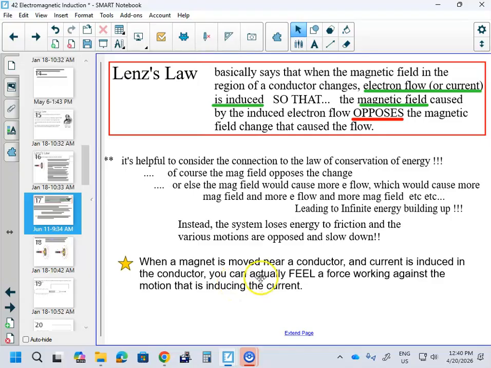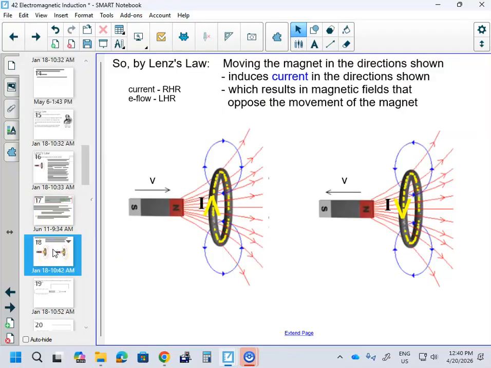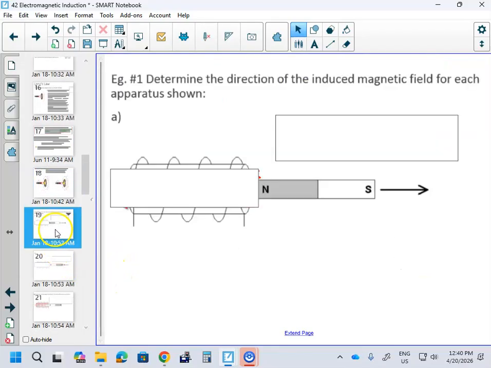You can actually feel it. If you have a magnet and you're moving it near aluminum or copper, you can actually feel the drag. And I'll show you some videos of the effect of that. It's all the same stuff.